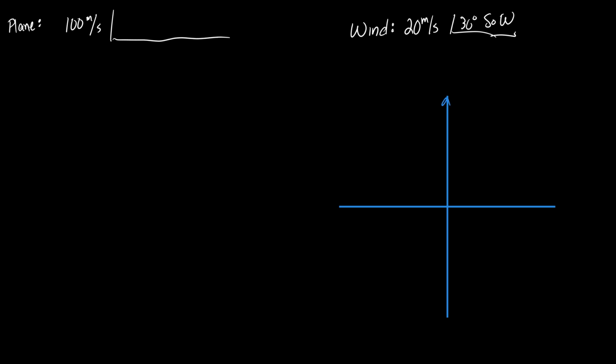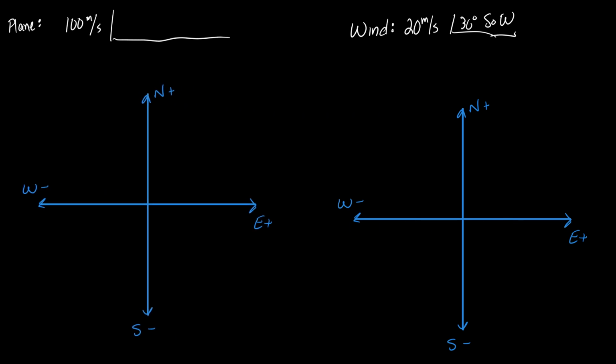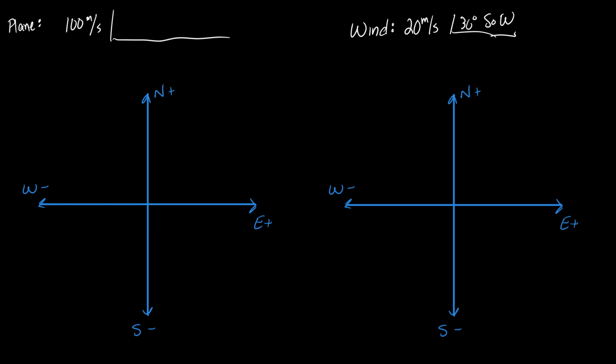But I will label this north and positive, and this one as east and positive, and this one as south and negative, and this one as west and negative. That all okay? So this is my common coordinate system that I will use for both. So since I'm using it for both, I will duplicate it real quick and make one for the plane and one for the wind. So let's do the wind first, because it's relatively straightforward.